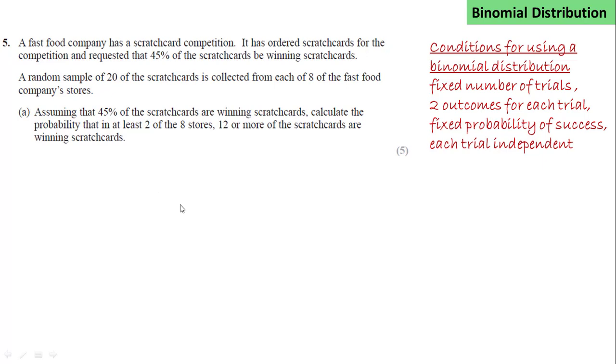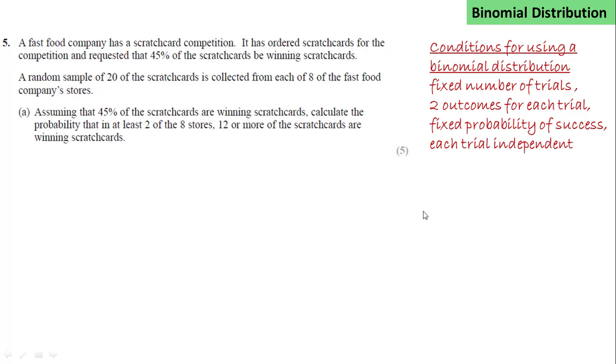A company has requested a set of scratch cards for a competition and asked for a probability of 45% that each scratch card will be a winning card. And they're going to take a sample of 20 scratch cards from each of their 8 stores, and they want to calculate the probability that in at least 2 of the 8 stores, 12 or more of the scratch cards are winning cards. We have to do this in 2 steps.